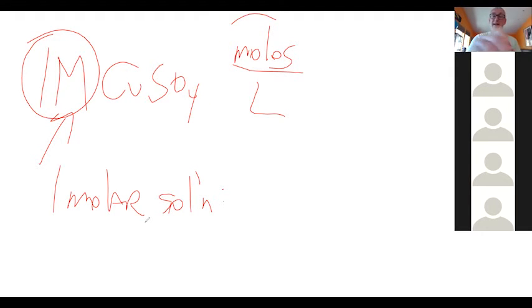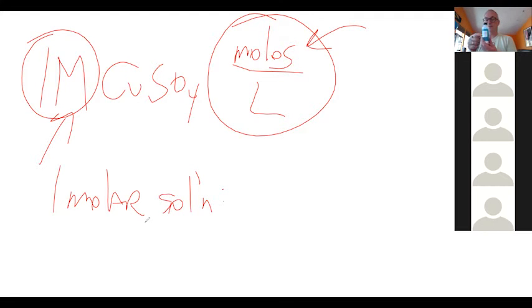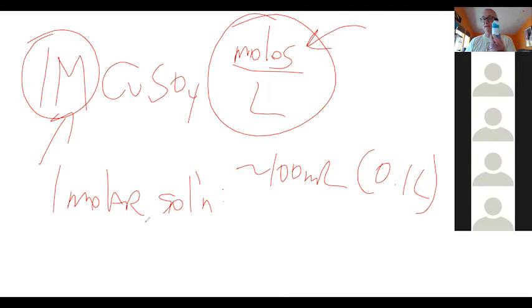Because this is what I need. When I'm measuring a liquid, I don't measure it in grams. Right? What do we measure liquids in? In volume. So this tells me how many moles of what's in this thing, in this case copper sulfate, how many moles of copper sulfate for every liter of solution I have. So if I have about 100 milliliters, that's equivalent to about 1/10 of a liter, right? 1,000 milliliters in a liter, so 100 milliliters is about 1/10 of a liter.